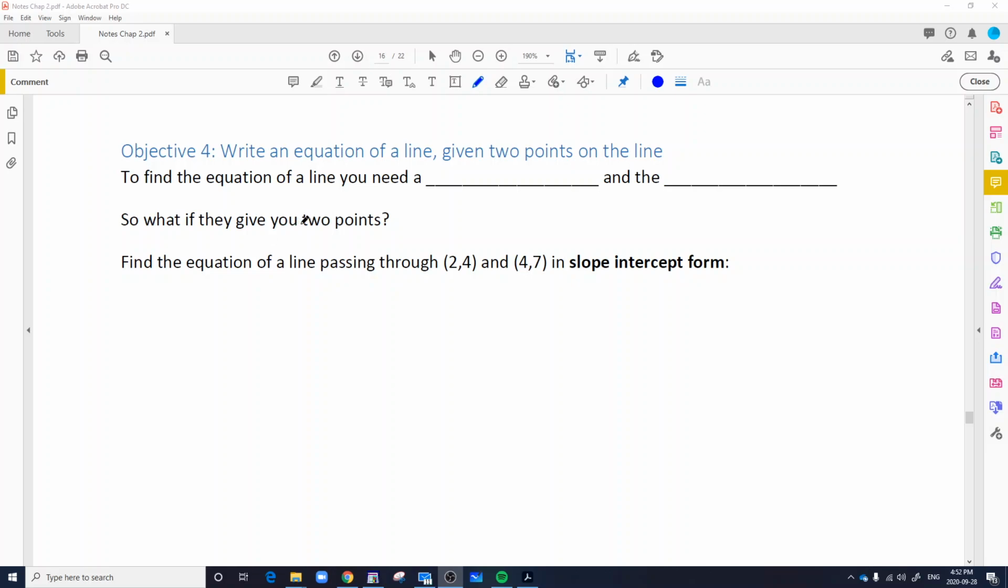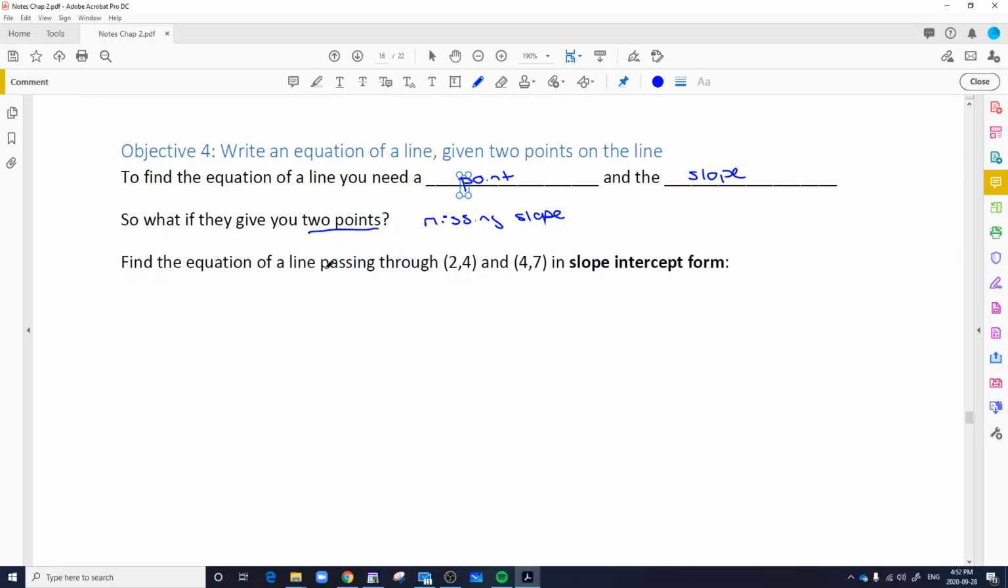So hopefully you have mastered objective 3, which is finding the equation of a line given a point and a slope. So objective 4 is just adding on one more step. Again, to find the equation of a line, all you need is a point and a slope. In objective 4, they're going to give you 2 points. So what are you missing? Slope. So what do you do? You find slope. And that's the only thing that we're adding on.